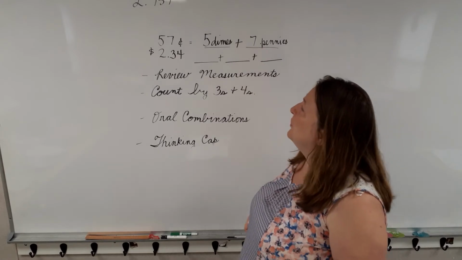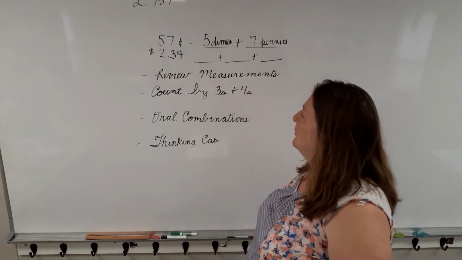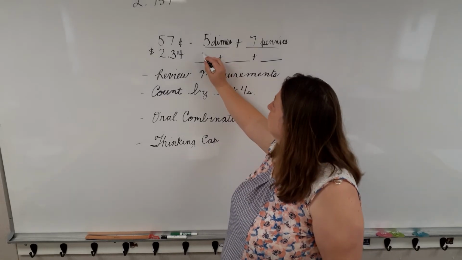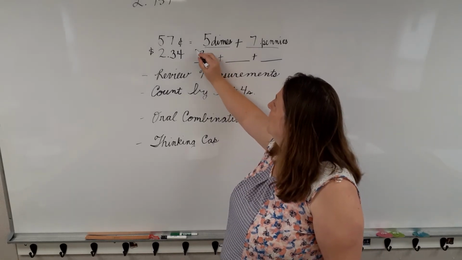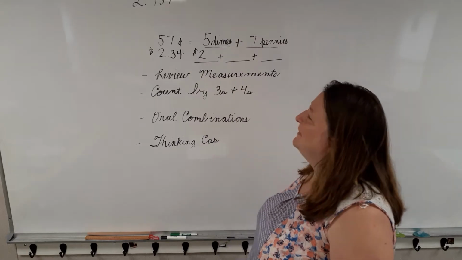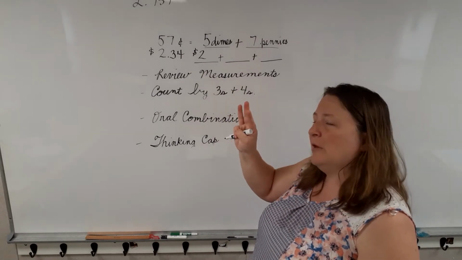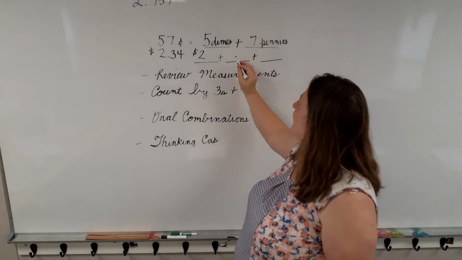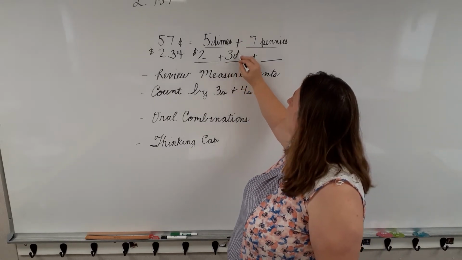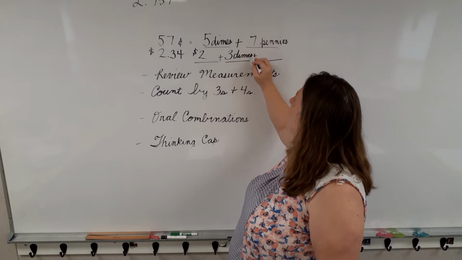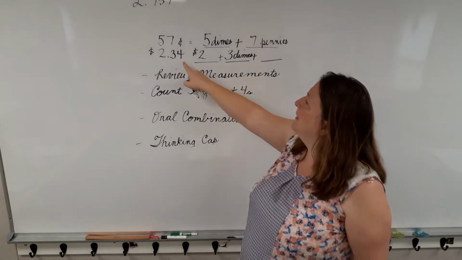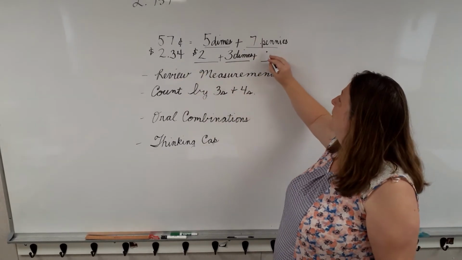All right, for $2.34, how many dollar bills do we need? $2. How many dimes do we need? 10, 20, 30. How many dimes is that? 3 dimes. And how many pennies do we need? 4 pennies.